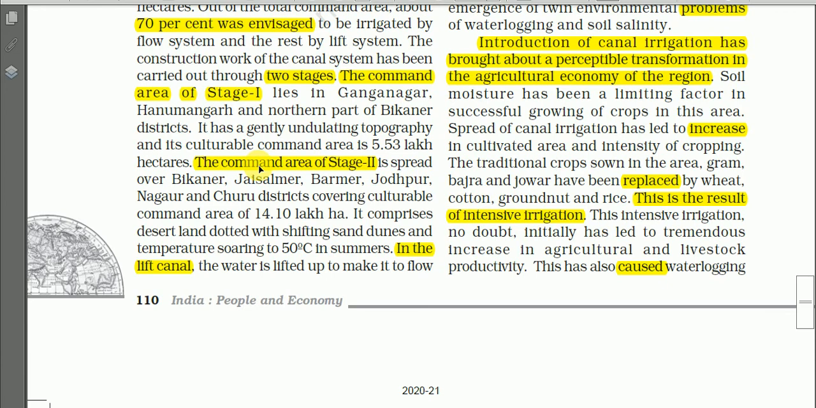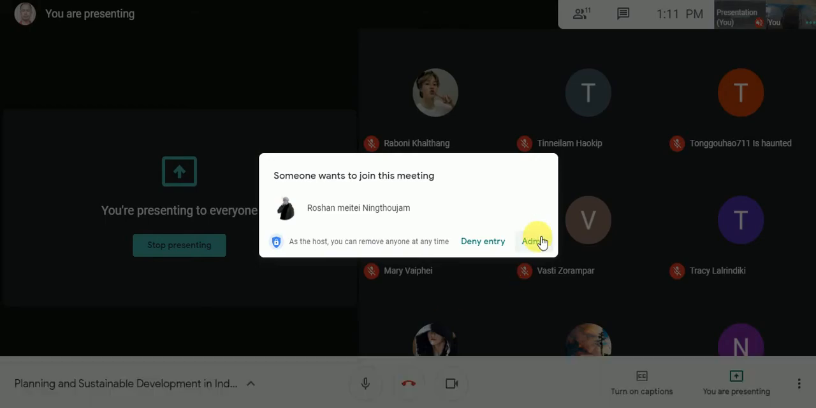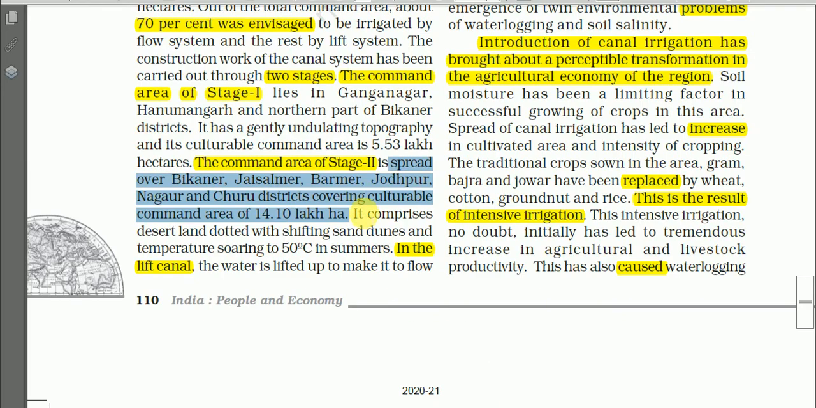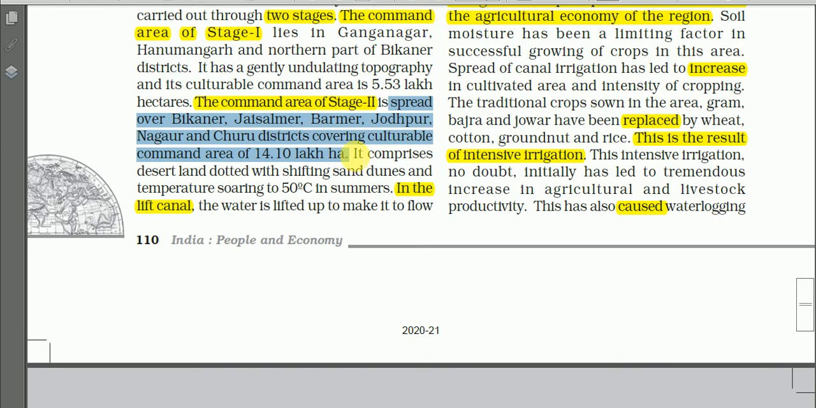And the command area of stage two is spread over Bikaner, Jaisalmer, Barmer, Jodhpur, Nagaur, and Churu districts, covering a cultivable command area of 14.10 lakh hectares. It comprises stage two. The stage two command area comprises desert land dotted with shifting sand dunes, meaning heaps of sand which shift frequently, and temperature soaring up to 50 degrees Celsius in summer. So this is the environmental condition of the stage two command area.